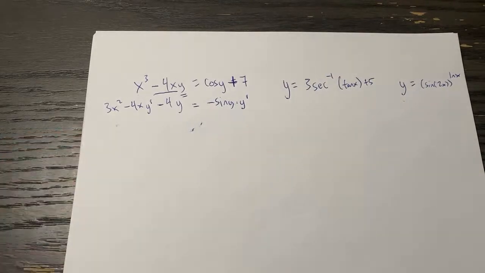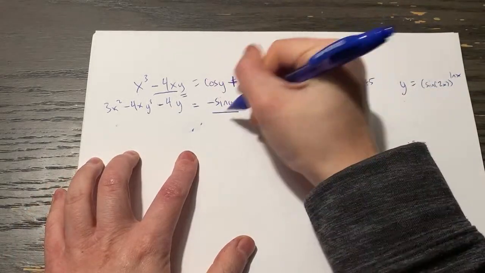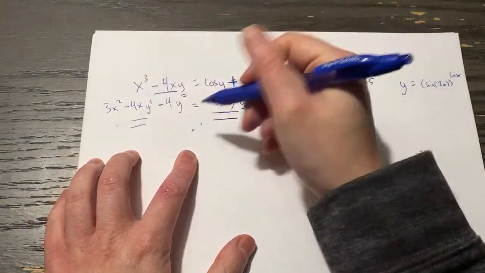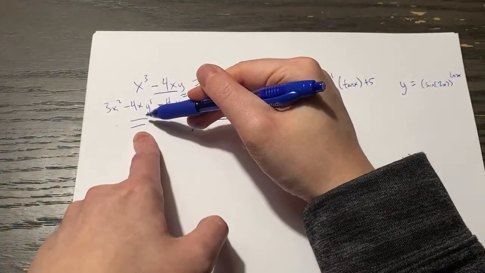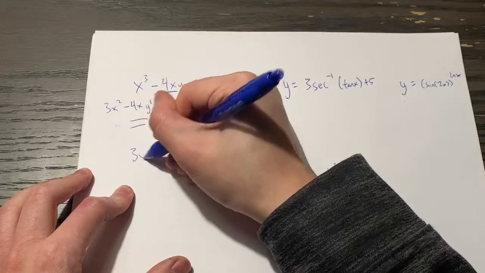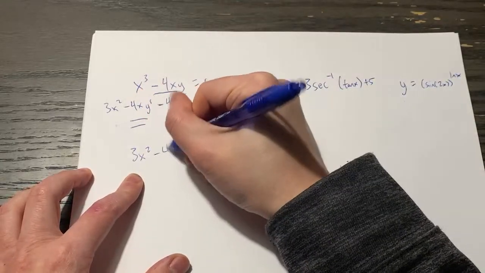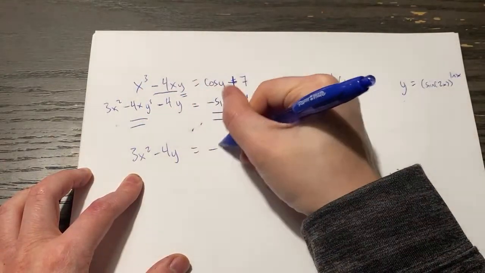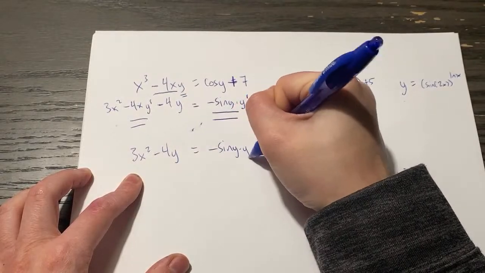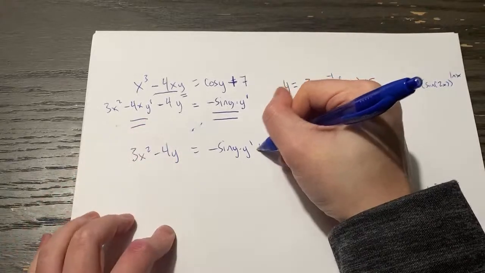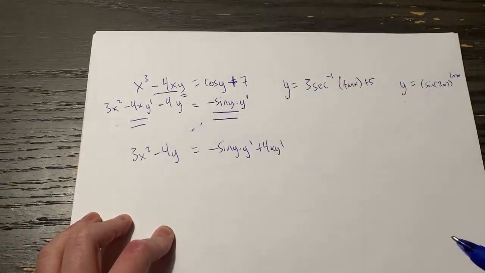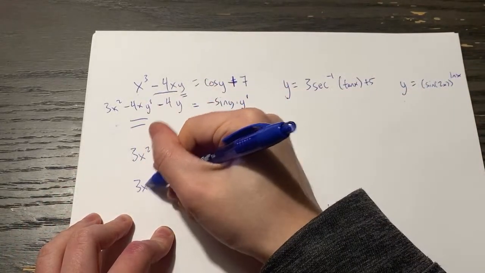Okay. So once you do that, you want to bring all the y primes to one side, all the not y primes to another side. These 2 terms are the terms that have y primes, so they should go together. Because this one's already over here, I'm just going to bring over this first one. So it's going to be 3x squared, because the things that don't have the y primes will stay on this side. And it'll be negative sine of y times y prime. And I'm going to bring over this -4x y prime through addition, of course. So that's that.